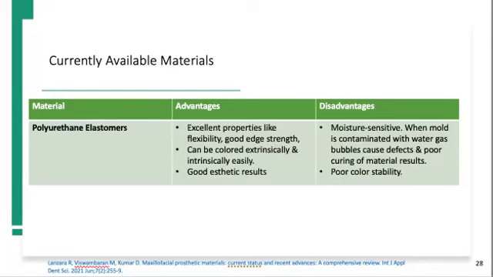Polyurethane elastomers. Polyurethane elastomers have excellent properties like flexibility and good edge strength, can be colored extrinsically and intrinsically easily, and have good aesthetic results. But among the disadvantages, they are moisture sensitive. If there is any moisture or water gases in the molds, bubbles will form and cause defects. And also it has poor color stability.